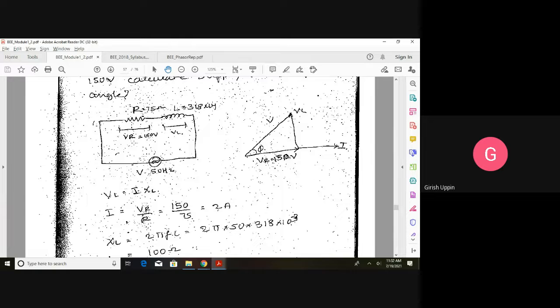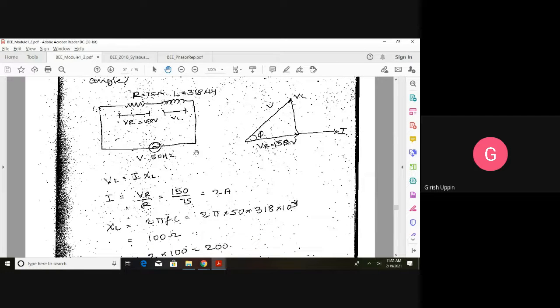We know V is equal to IR. So VR is equal to I into R, or I is equal to VR by R, 150 by 75, which is 2 amperes. What is 2 amperes? 2 amperes is the RMS value of the current. The same current will flow in both.